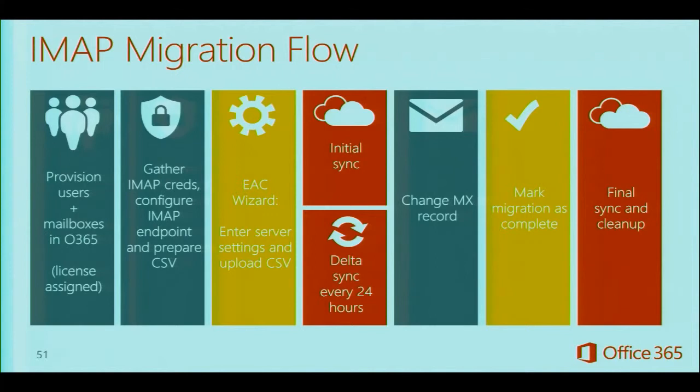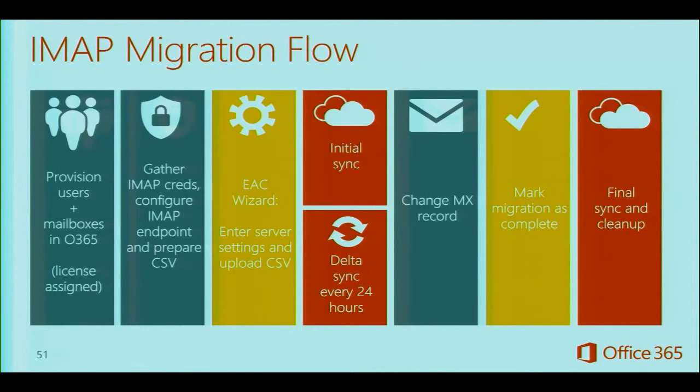Again, there will be the proper TCP ports. You have to have connectivity to the internet from the IMAP server. And you'll prepare that CSV migration file. Then inside the Exchange Admin Center, you'll run the migration wizard, you'll enter the server settings for your IMAP source server, and you'll upload the CSV file that basically contains the usernames and passwords.